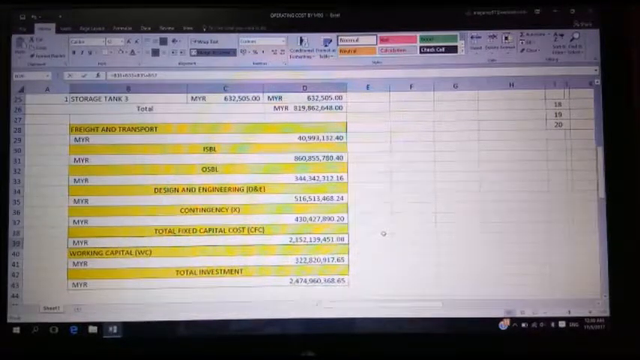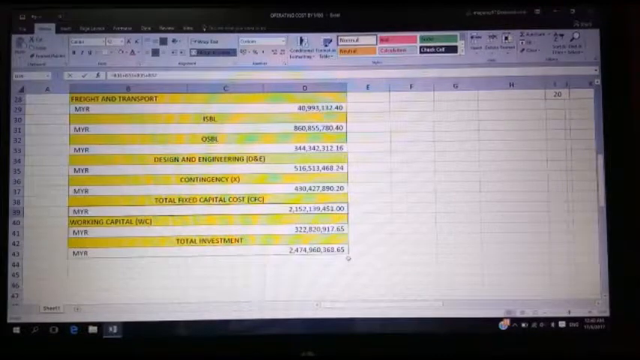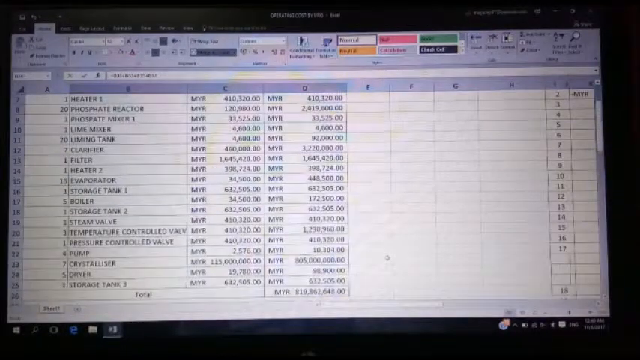And so this brings our total fixed capital cost to 239,451 Malaysian ringgit. That is 2,152 million ringgit. As for working capital, it would be 322 million. So our total investment would be 2,474 million. It's about there. It's just an estimation.